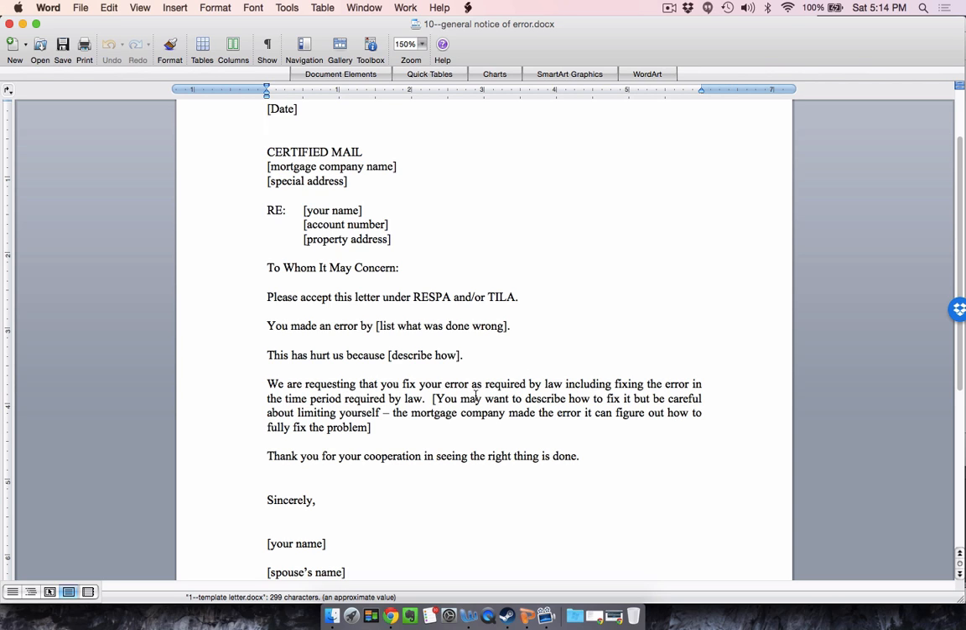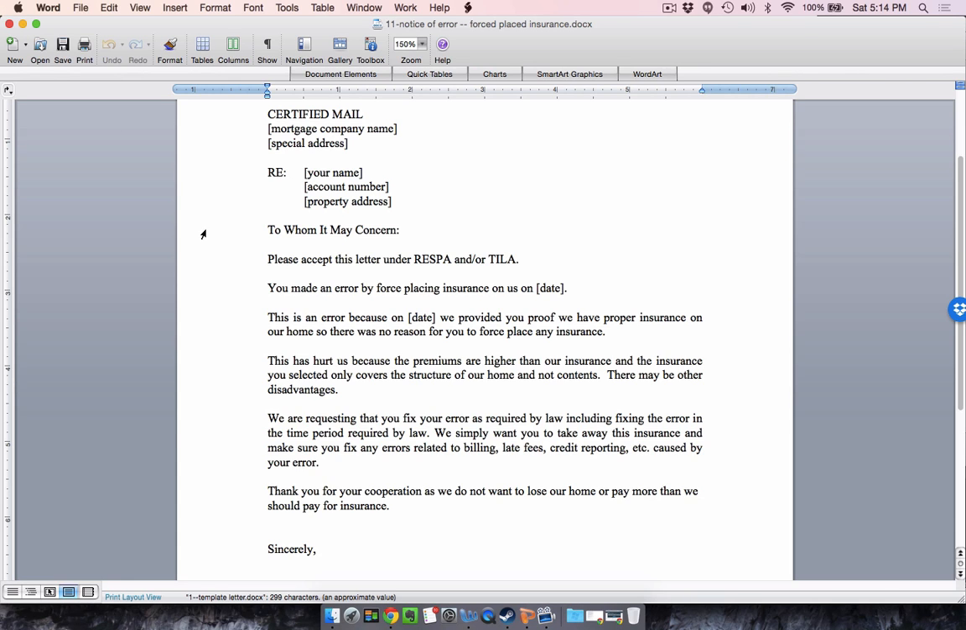It's okay to give a suggestion how to fix it, but you do want to be careful that you don't limit yourself. See, if the mortgage company made an error, it's their obligation to fully fix that error. So you don't want to say, for example, you made an error foreclosing, and so I need you to undo the foreclosure, and that's it. Well, no, they need to undo the foreclosure. They need to not charge you the fees. They need to fix your credit report. All these different things they need to do. So you can, again, give them some help, but you always want to say something like, I want you to fully fix this problem.